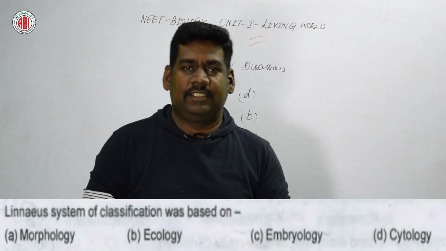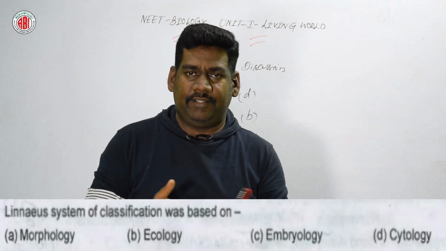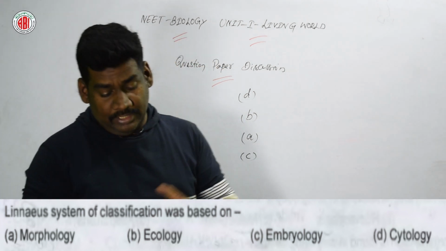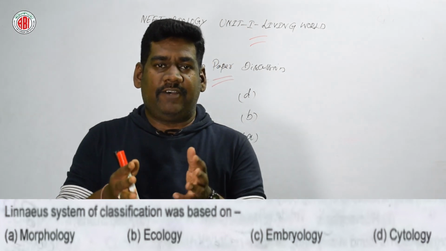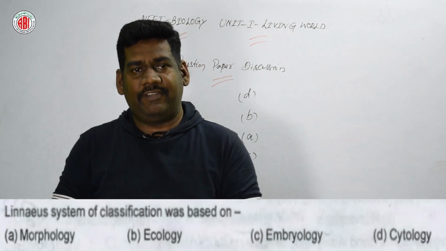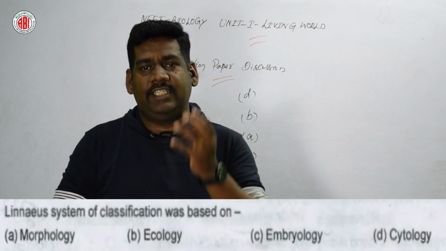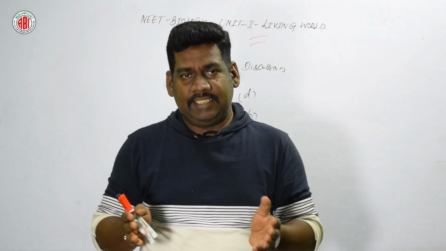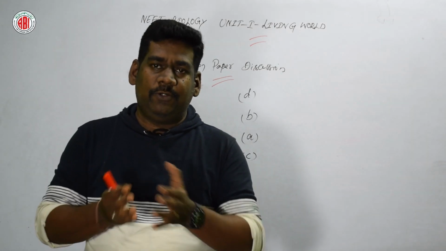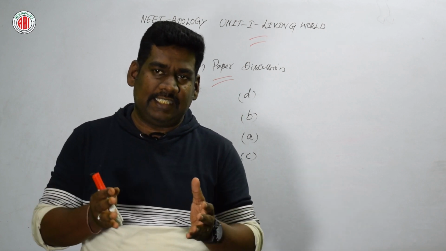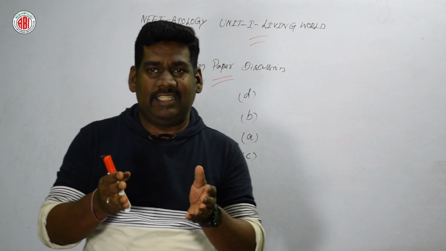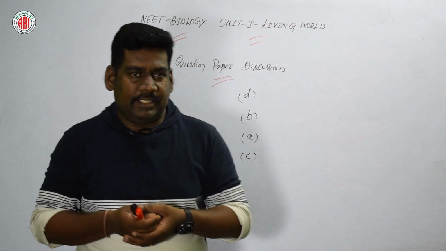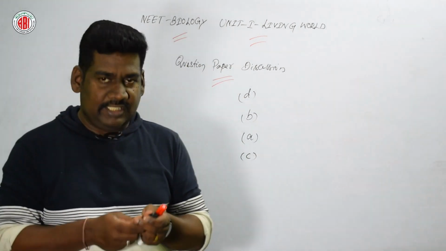So we have discussed very detailed about Carolus Linnaeus and his contribution towards taxonomy and classification. Carolus Linnaeus' system of classification is based on, here are four different options given: morphology, ecology, embryology and cytology. According to this system, he could classify the different varieties of plant and animal species based on their morphological traits or characteristic features. So according to this question, the answer is option A, morphology.